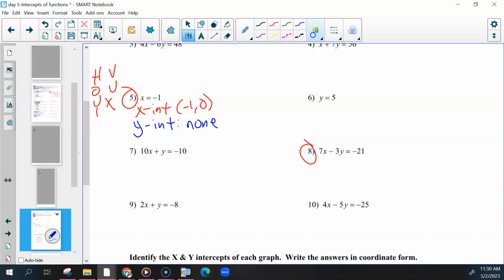Do you want to do that one, Elijah? Mm-hmm. Do you want us to do that one? Uh-huh.